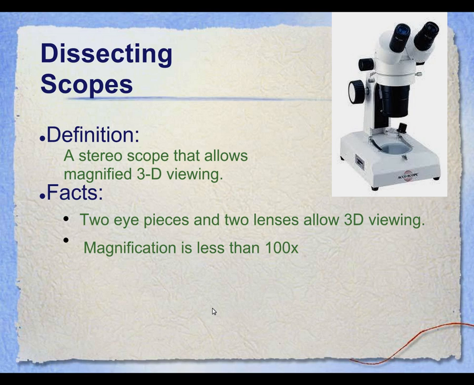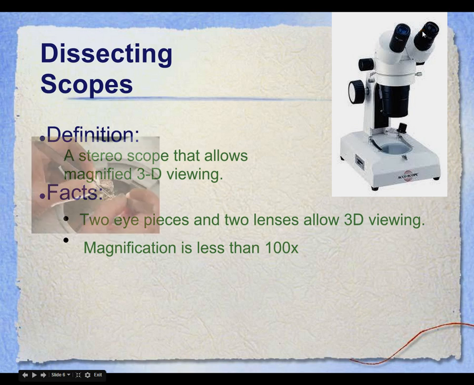Finally, we have the dissecting scope, and it's often called a stereoscope, stereo meaning two because you have two eyepieces. This allows for actually viewing and manipulating your specimen in 3D. The magnification is often less than 200 times, although if you get a really expensive one, you can get probably up to about 200 times. So this is the smallest or the least powerful of all the microscopes. However, they are extremely useful.